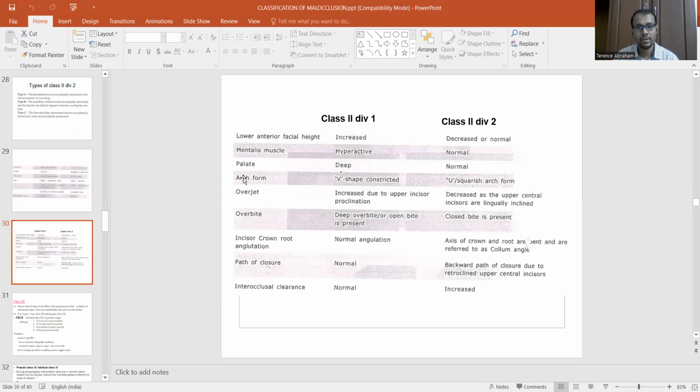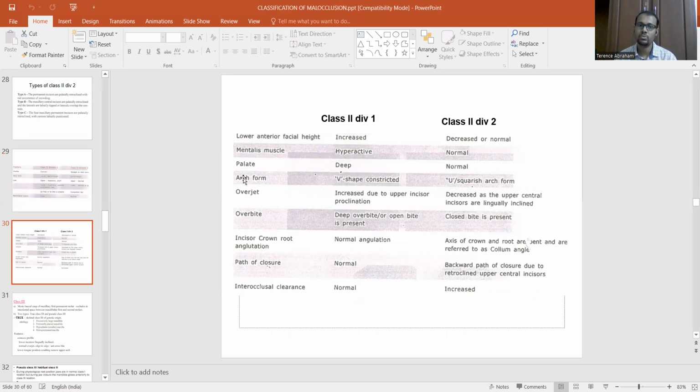In class 2 division 1, there is increased anterior facial height, hyperactive mentalis, deep palate, V-shaped constricted arch. There is increased overjet, increased deep bite. There is normal angulation of the crown and root in the upper anteriors, normal path of closure and normal clearance.